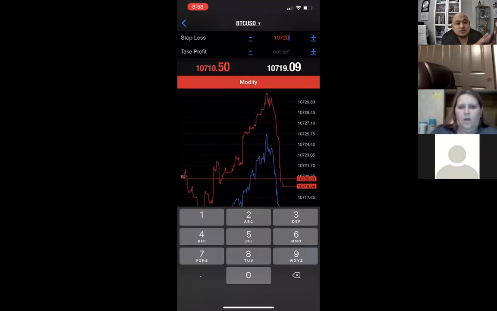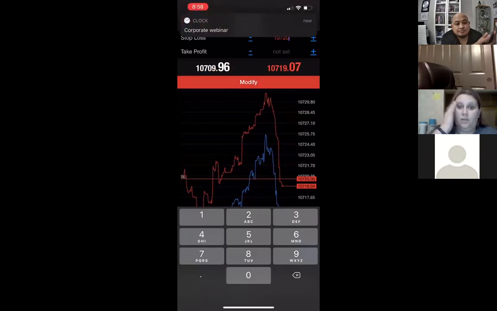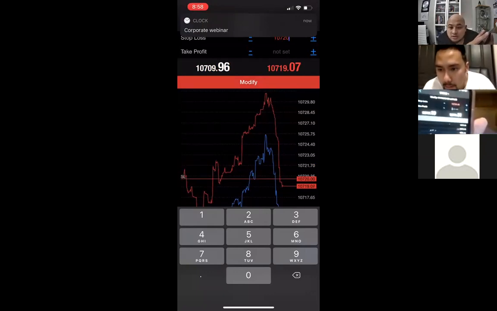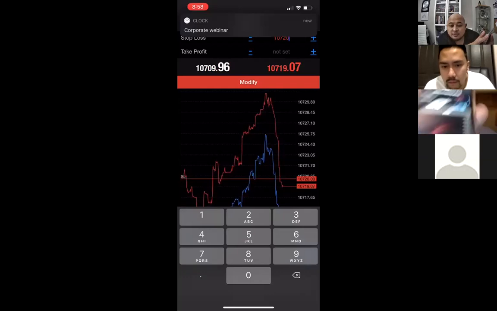Did it work for you? Okay, so I clicked 10,720 and it's still not working. Are you on this specific BTC USD? Yes. What kind of phone do you have? iPhone. It should work because it's working for me. Look. But why doesn't yours have the graph on the bottom? It does.